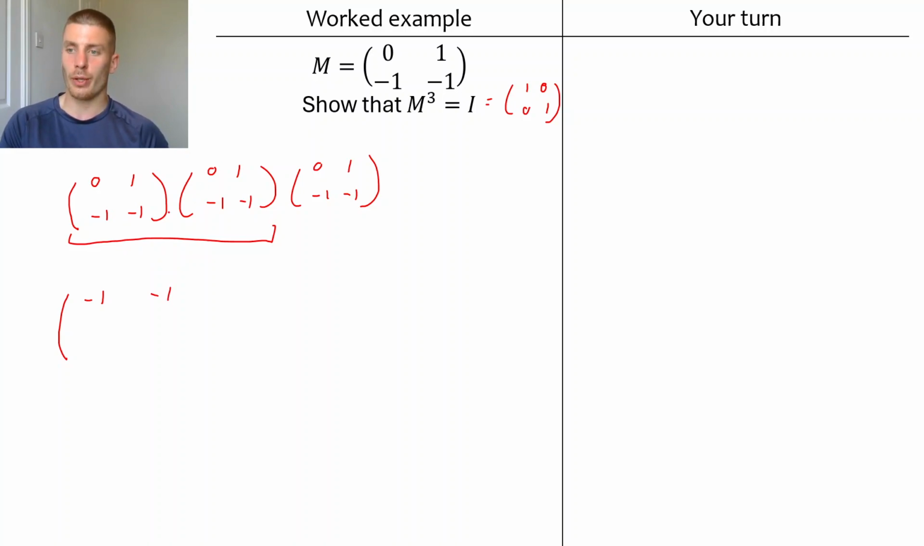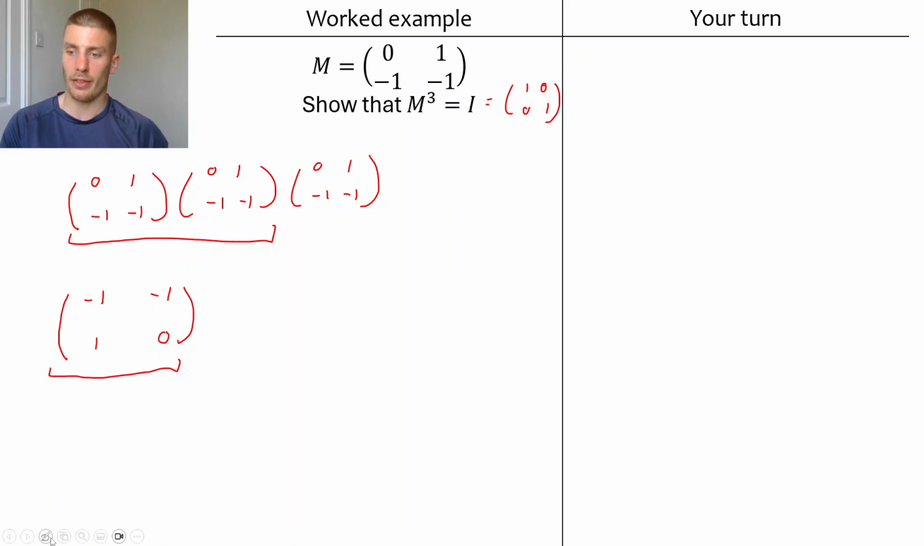Second row, first column. Negative 1 times 0 gives you 0. Negative 1 by negative 1 gives you plus 1 down here. Second row, second column. Negative 1 times 1 gives you negative 1. Negative 1 times negative 1 gives you plus 1. Minus 1 plus 1 gives you 0. So 0 goes down here. So you've multiplied through the first two matrices, which gives you this here.